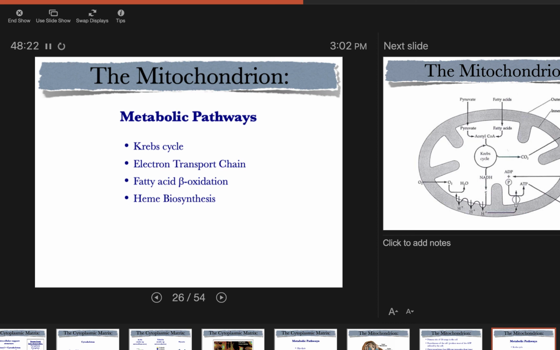Fatty acid beta oxidation. How would you summarize that? It's the oxidation of fatty acids and production of acetyl-CoA. Sure. Fatty acid beta oxidation is the oxidation of fatty acids and synthesis of acetyl-CoA.